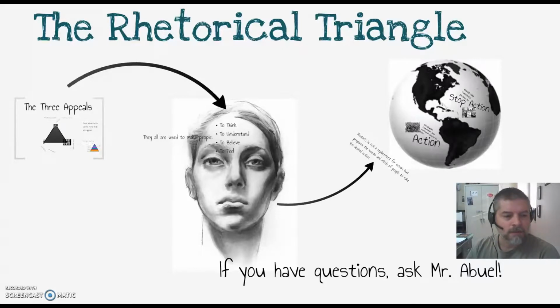Of course, the three main appeals are logos, pathos, and ethos, and they're all used for a certain reason. Whenever a speaker is speaking, he has a purpose, and it's to make people think, to make people understand, to make people believe something, or to make people feel a certain way. And they either want to elicit action or to stop an action.